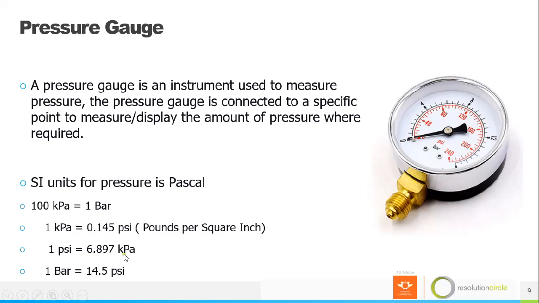1 psi is equal to 6.897 kilopascals. 1 bar is equal to 14.5 psi. Why are these conversions important? Because other gauges you'll see, just like the gauge that I have here, have both a display of pressure in bars and in psi.